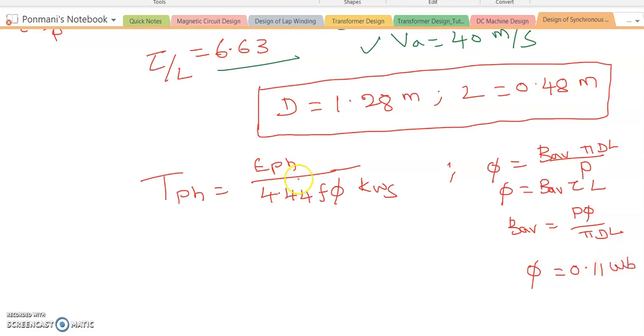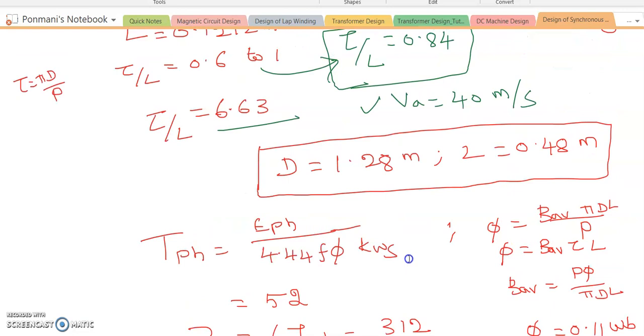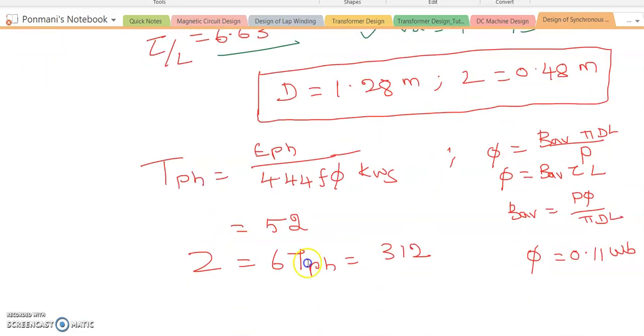So that is going to be substituted here. All other values are already known to us. So we are calculating turns per phase as 52. So the total number of conductors is 6 into T phase, that is equal to 312. So this is the total number of conductors, but we have to verify. We can verify by using an alternate method also, but it is not necessary.